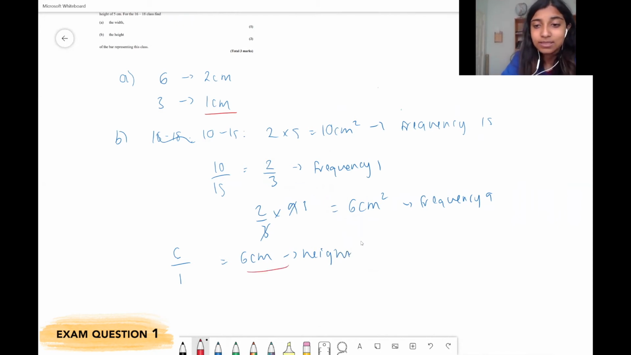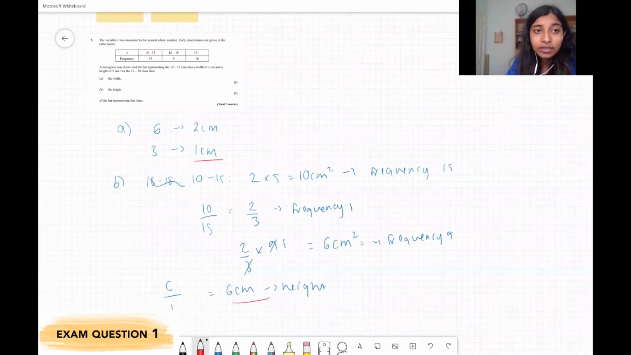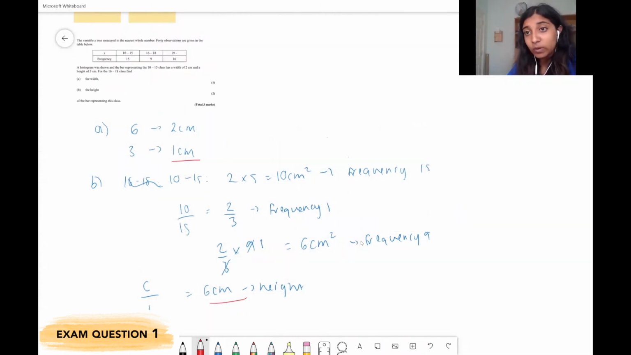So that's the answer to this question. This is just using the fact that when you have a histogram, your width times your height represents your frequency. So the area of your bar represents your frequency, and the width of your bar represents your class interval. So for 10 to 15, that's represented by a width of 2.